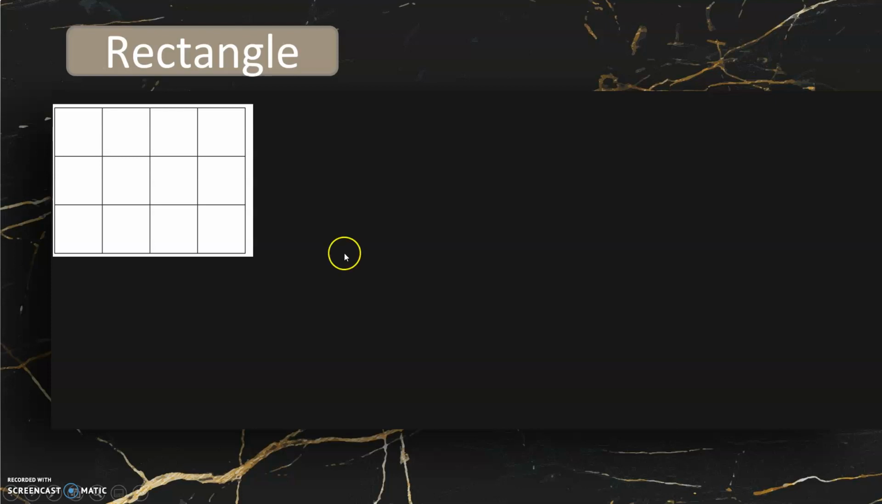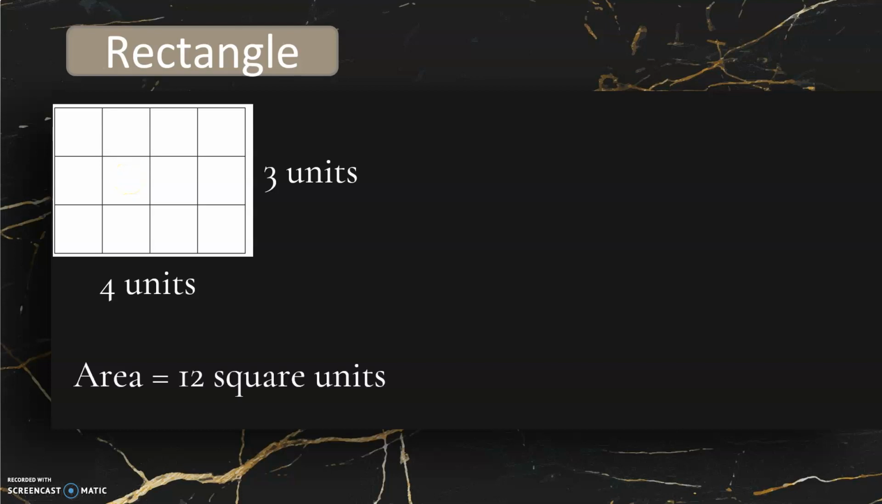As you can see, this rectangle has 4 columns and 3 rows. So that means if you multiply 4 and 3, we'll be able to get the number of square units inside this figure. And 4 times 3 is equal to 12 square units. Therefore, to find the area of a rectangle, we simply have to multiply its length by its width.